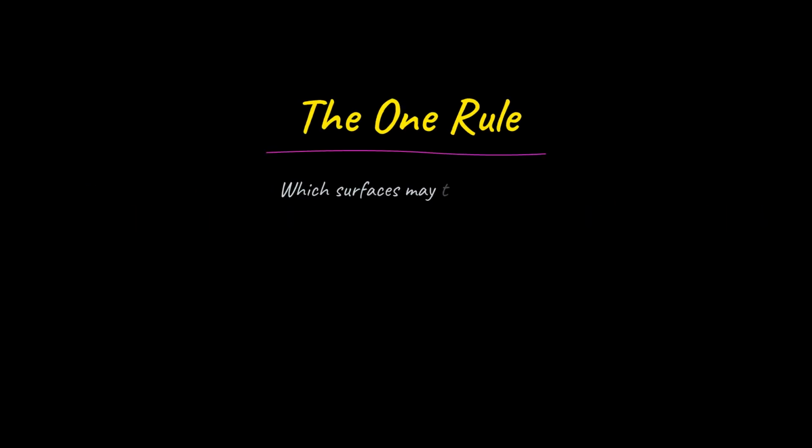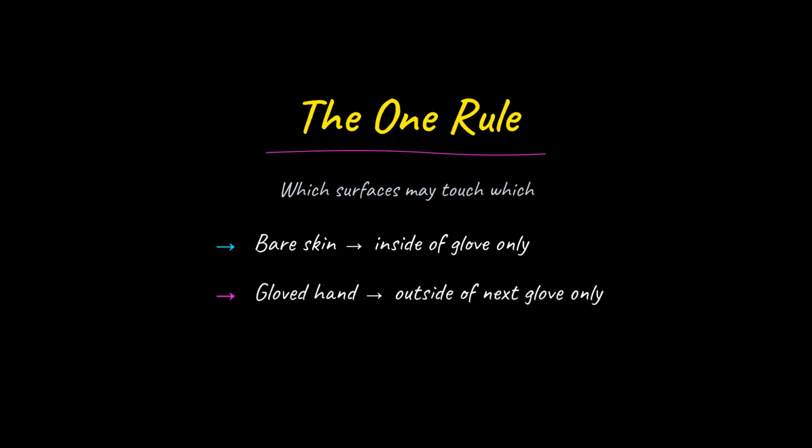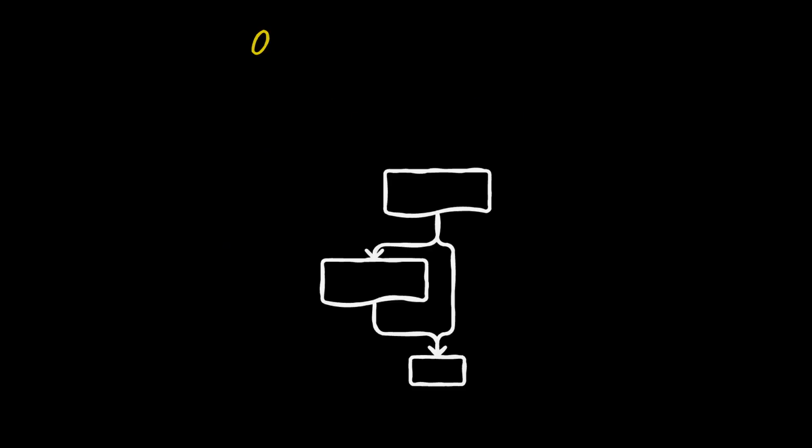The defining rule is simple but unforgiving. Bare skin may only contact the inside of a glove, and a gloved hand may only contact the outside of the next glove. These two surfaces must never cross or contamination is immediate.